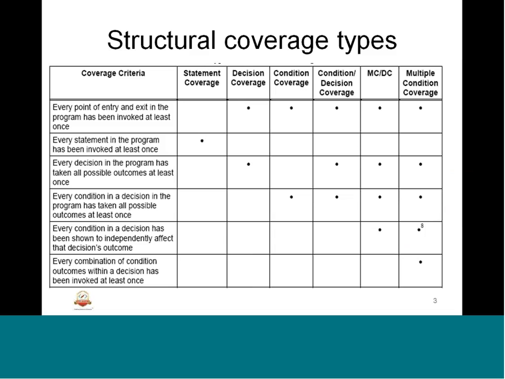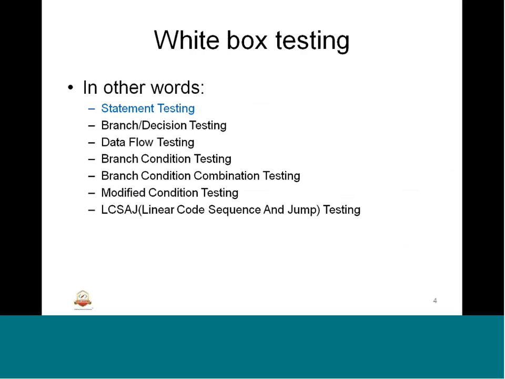Okay, so white box testing has the below types of testing methods. The first one is statement testing. The next one is branch decision testing, the other one is data flow testing, branch condition testing, branch condition combination testing, modified condition testing, and the last one is linear code sequence and jump testing.